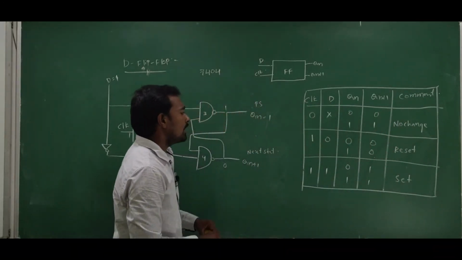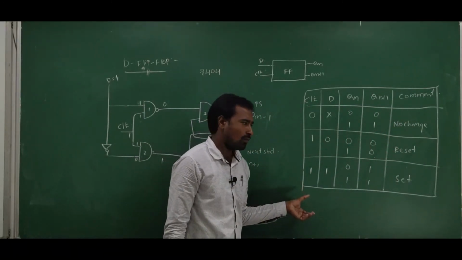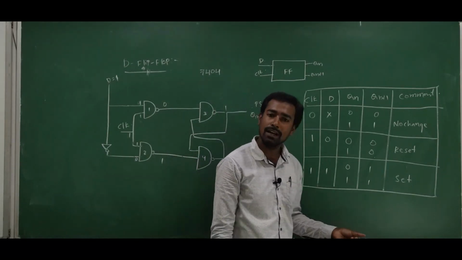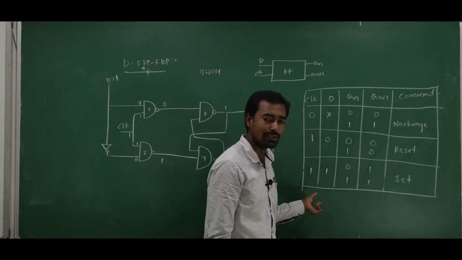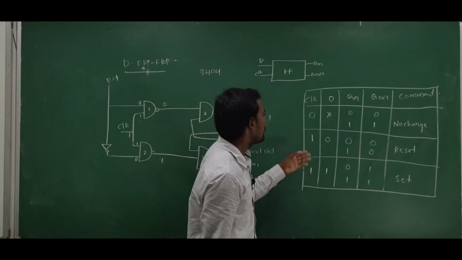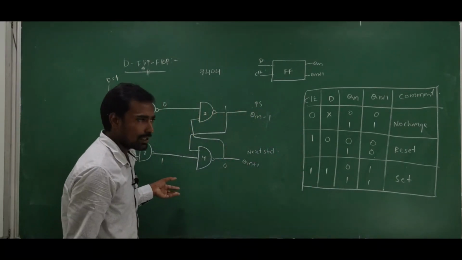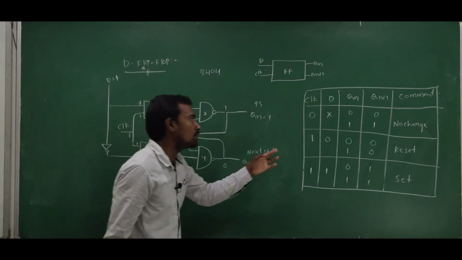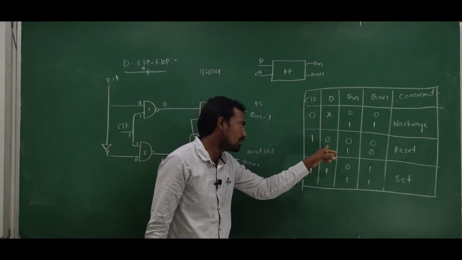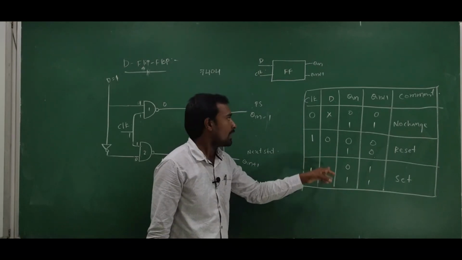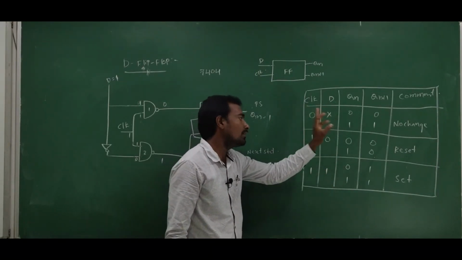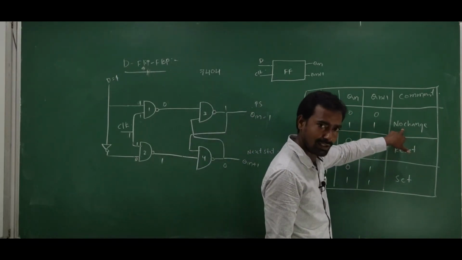Okay, so in this D flip-flop we don't have the indeterminate or invalid state, and this is not used anyway. So that is the main advantage of the D flip-flop. Here we are giving only two inputs, that is D is equal to 0 or 1, and as well as if the clock signal is equal to 0, then we are getting no change condition.